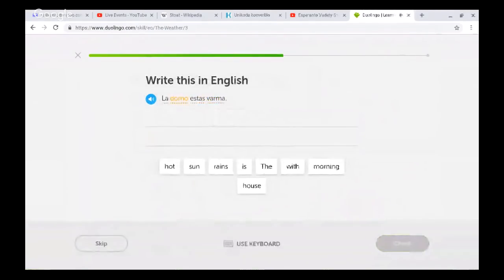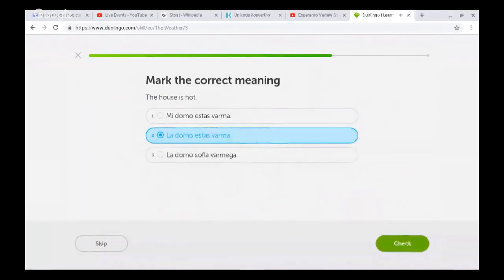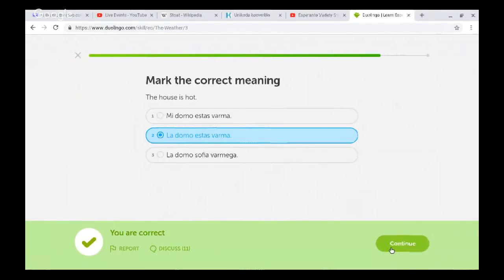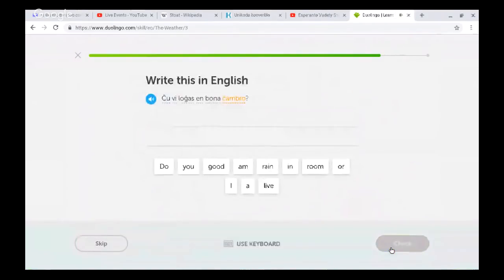La domo estas varma. What does that mean? The house is... Kion signifas tio? The house is hot. La domo estas varma. So just keep getting practice saying that stuff out loud. If you have a question on any of these sentences, you see down at the bottom it says discuss this sentence. Always a great idea to read the other comments first. I see this sometimes, some of these threads, and I see the same question get asked again and again and again.